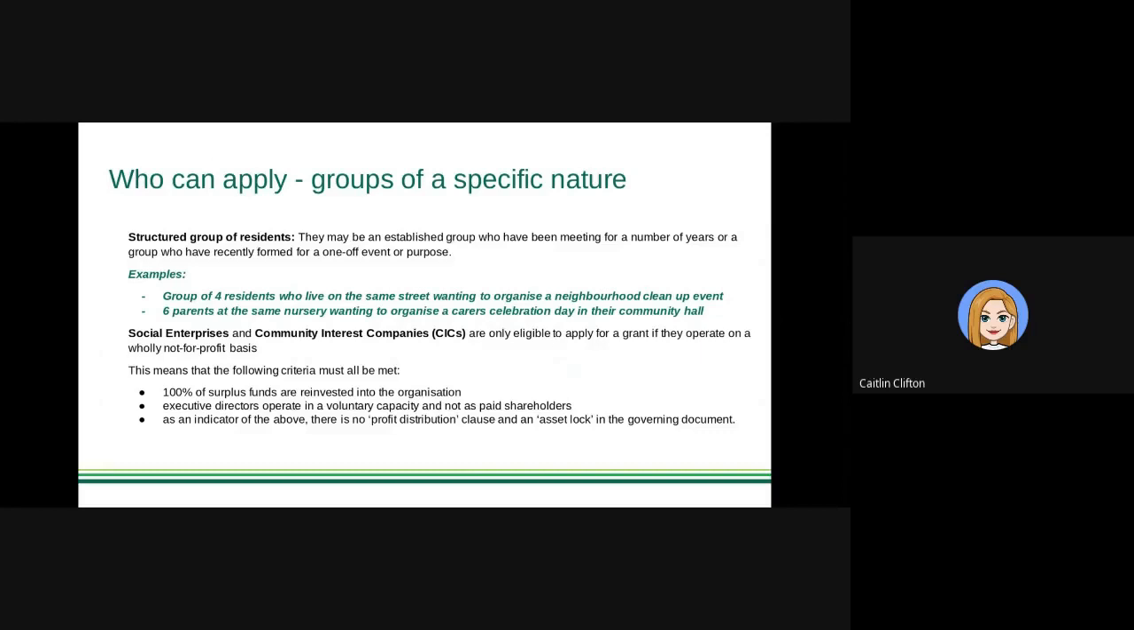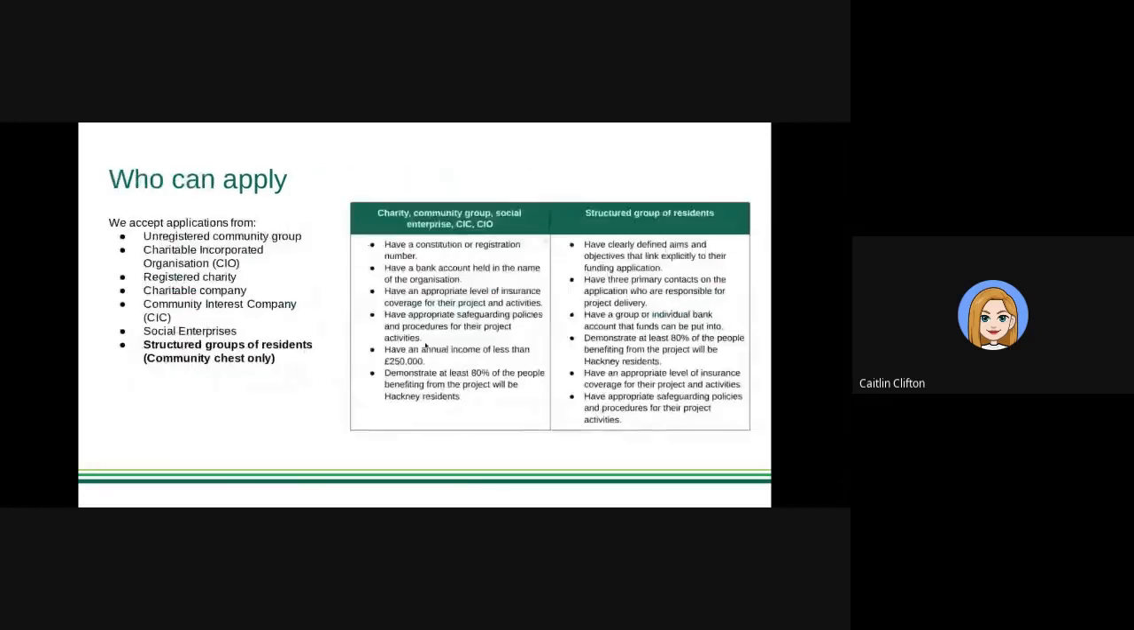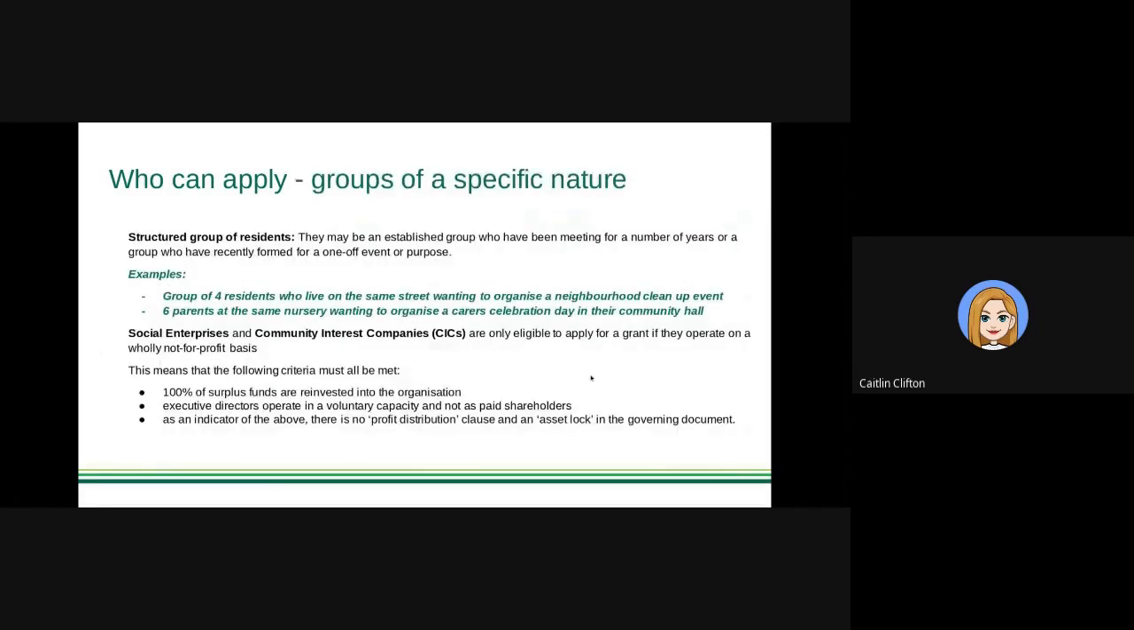So we've got some examples there on the screen. And if you think you might be a structured group of residents, I would suggest coming back to this table here in your own time and just clearly seeing whether or not you think that you have those ones there.